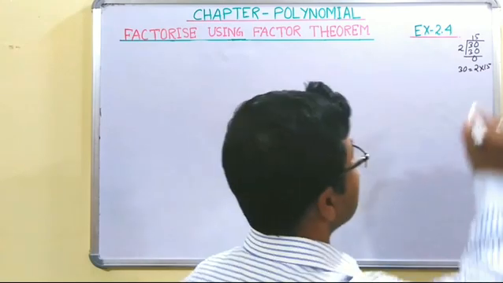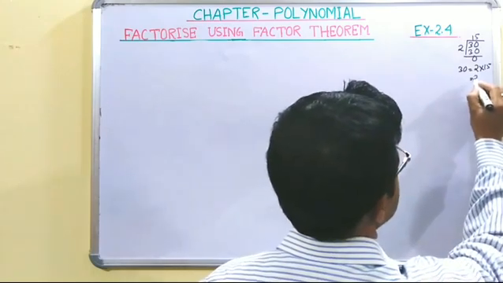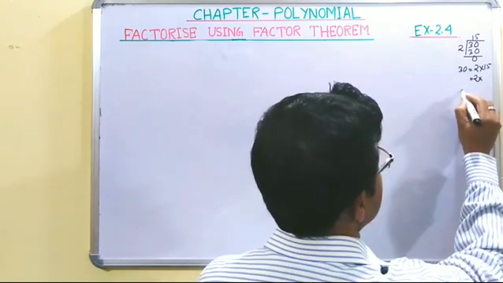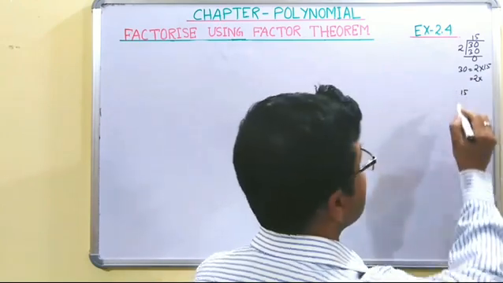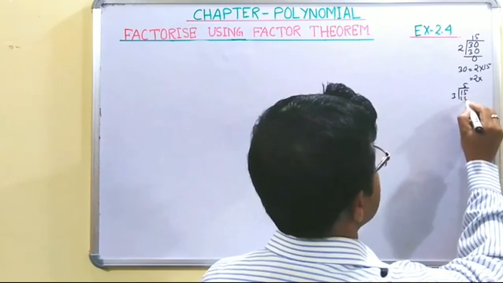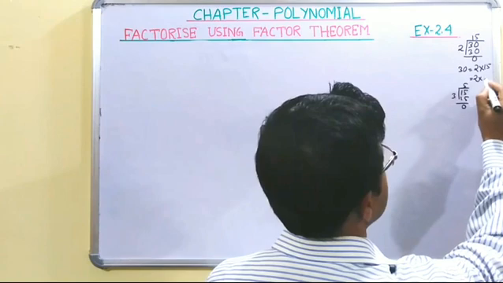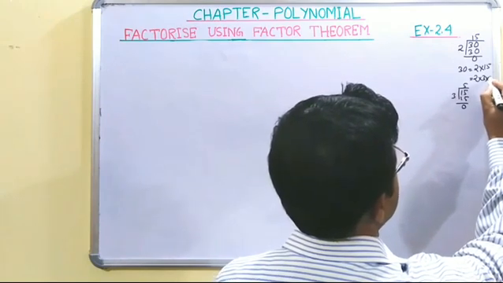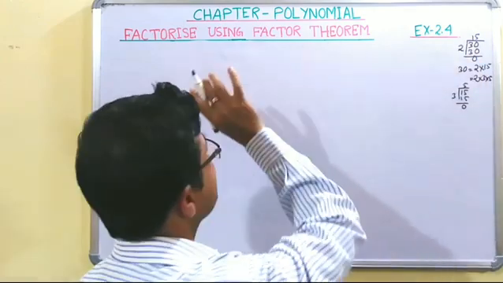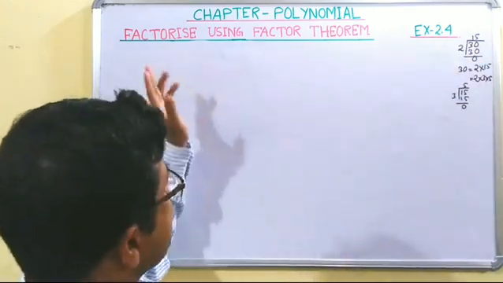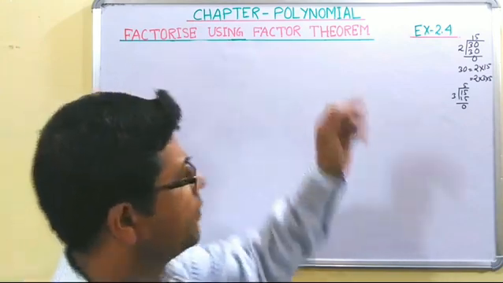Okay students, now again we will try to find a factor of 15. One factor is 3, 3 fives are 15, remainder is 0. So 30 is equal to ultimately 2 into 3 into 5. The same concept we shall apply in today's problem. You will factorize using the factor theorem.